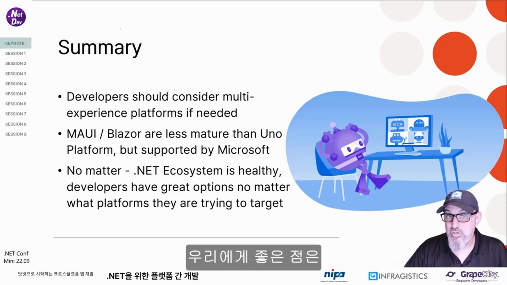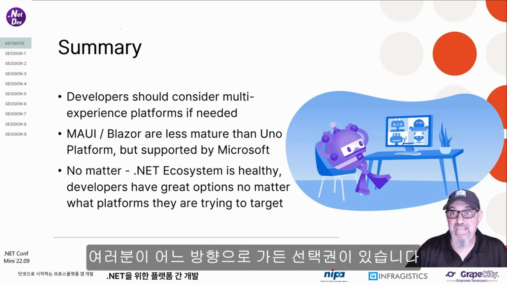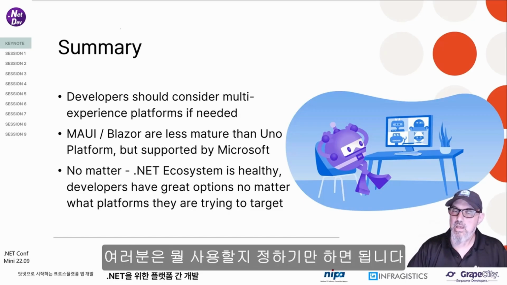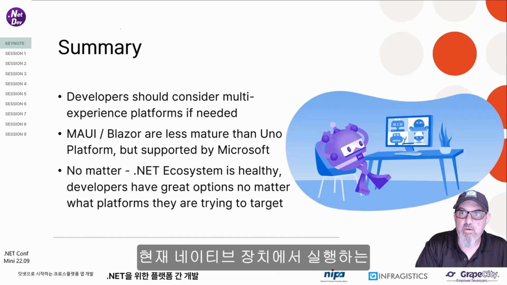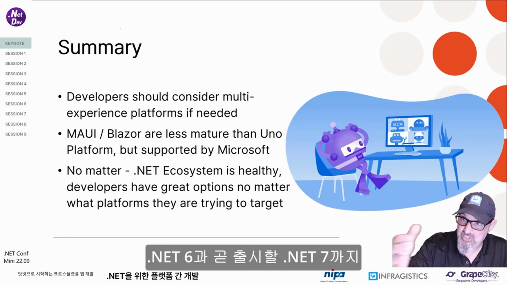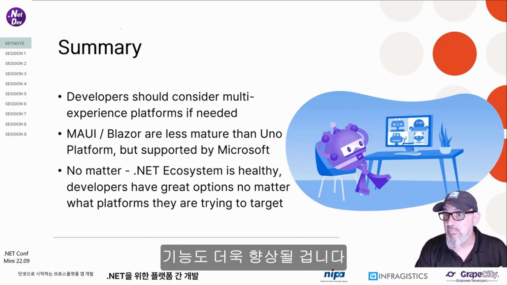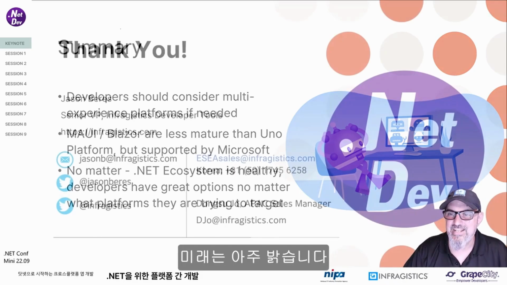No matter what, the good news for all of us is the .NET ecosystem is healthy. You have amazing options no matter which direction you go. And as I mentioned earlier, you might stay with WPF and you might be looking at Maui next year, but you should know what's available to you so you can build applications that run on native devices today with the .NET framework. With .NET 6 and then soon to be .NET 7, your options only get better, the capabilities and features only get better, and the performance only gets better. The future is very, very bright for .NET developers and the .NET dev community in Korea.